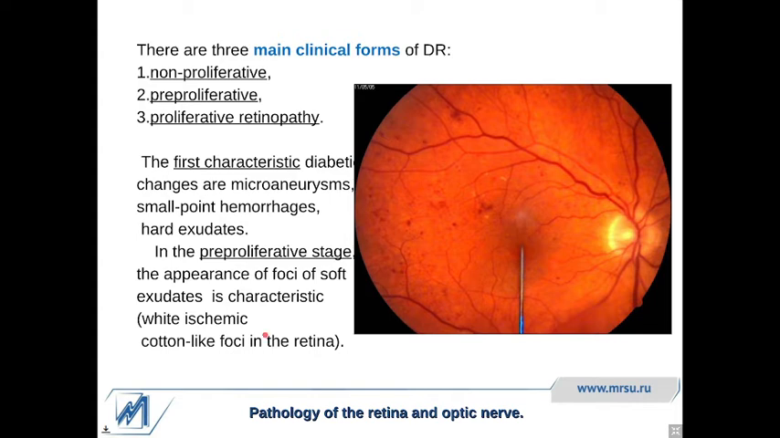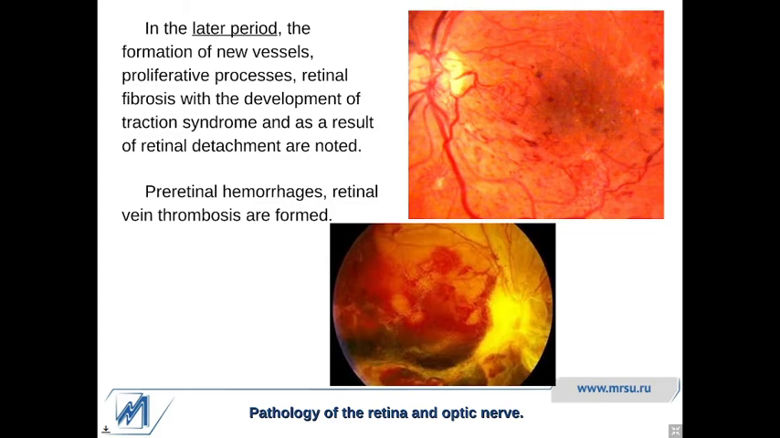And the last and most severe stage of diabetic retinopathy is proliferative retinopathy. In the later period, the formation of new vessels, proliferative processes, and retinal fibrosis are noted, with the development of traction syndrome and, as a result, retinal detachment. Preretinal hemorrhages and retinal vein thrombosis are formed. It is the most severe stage, and of course it needs special treatment.